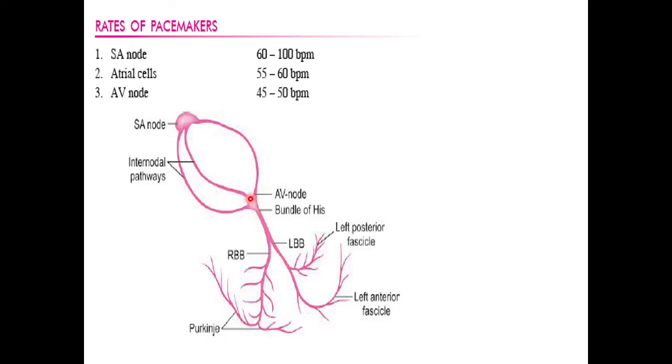The AV node becomes active when there is abnormality in the sinoatrial node or when it doesn't receive impulses from the sinoatrial node, so it will begin to pace.